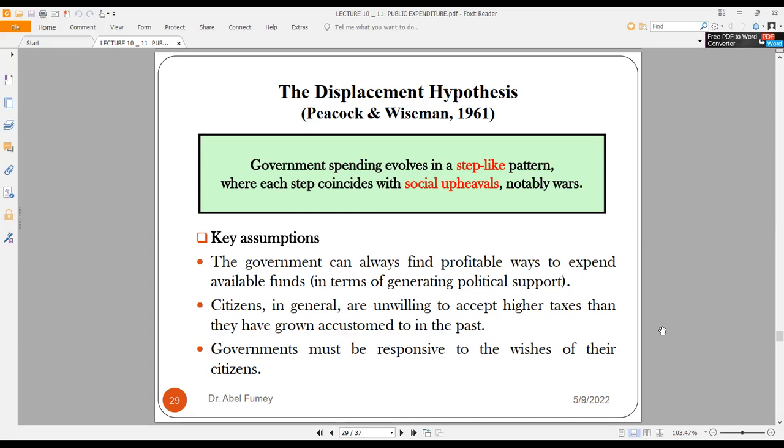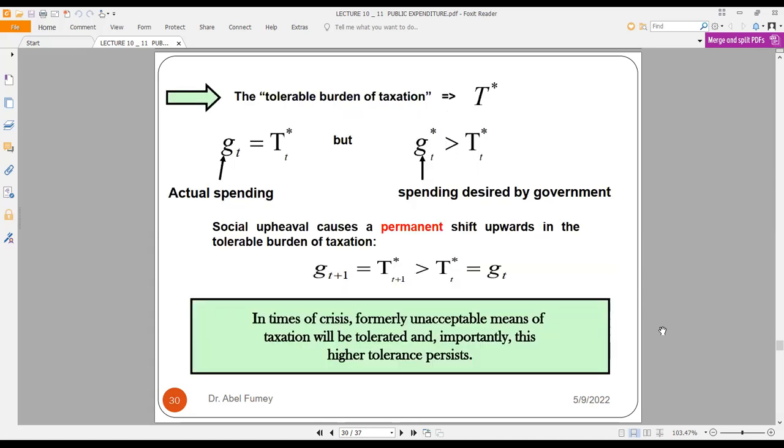And then the second assumption is that citizens are mostly not willing to accept higher taxes than they used to pay. So in the past, we were paying 10 Ghana cedis. If you try to increase the tax, they will not be willing to do so. So they just don't want to pay taxes that are higher than what they used to pay in the past. And then the government too must be responsive to the wishes of their citizens. So whatever the citizens want, that is what you have to do. So these are the assumptions that we are holding now.